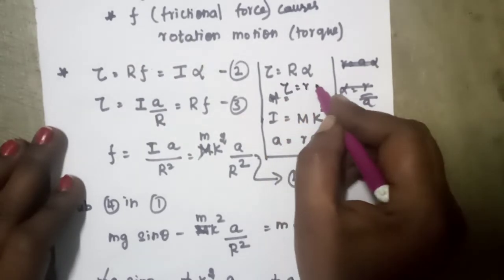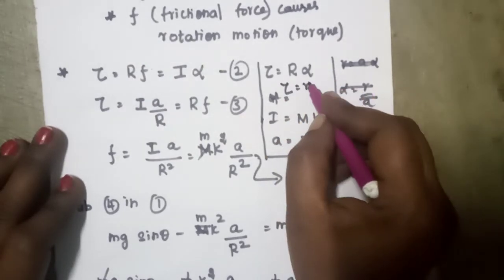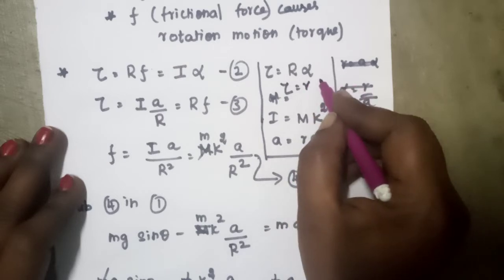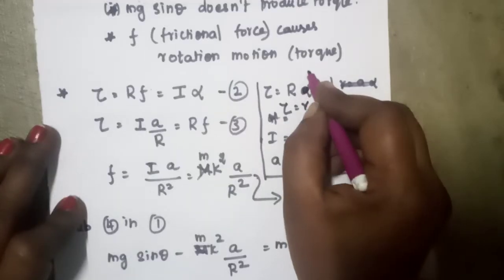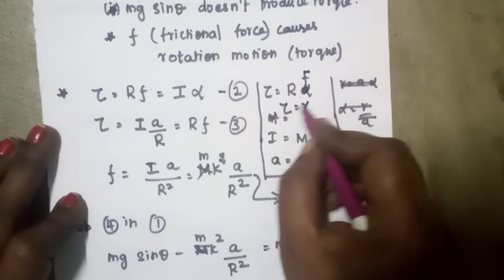tau is equal to r alpha, r f, tau is equal to r f.